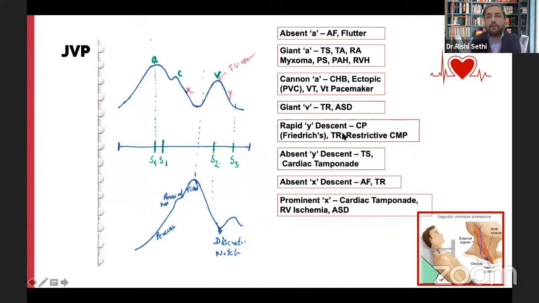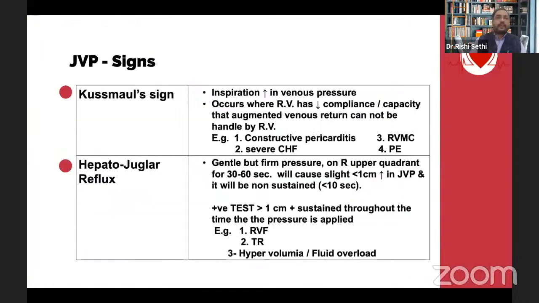You get a rapid Y descent in constrictive pericarditis. You get an absent X descent. Of course, there is no A wave, so there would be an X descent that would be absent in cases of atrial fibrillation, and there is a prominent X descent in cardiac tamponade. There is a rapid Y descent in constrictive pericarditis.